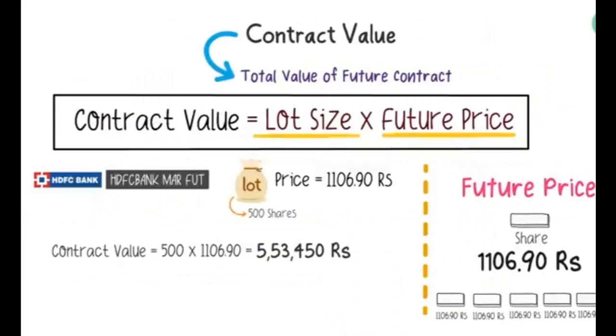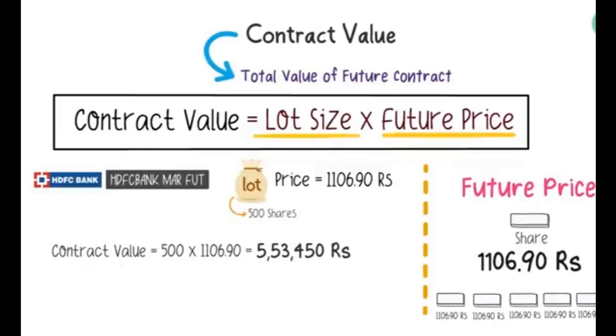Contract value is the total value of a futures contract. It is calculated as lot size into futures price. To take the example of HDFC Bank, the contract value is equal to 500 into 1106.9. You multiply and you'll get rupees 5,53,450. But in futures, you don't have to pay this whole 5,53,000. You will have to pay around 20% of it, that will be around 1,10,000.